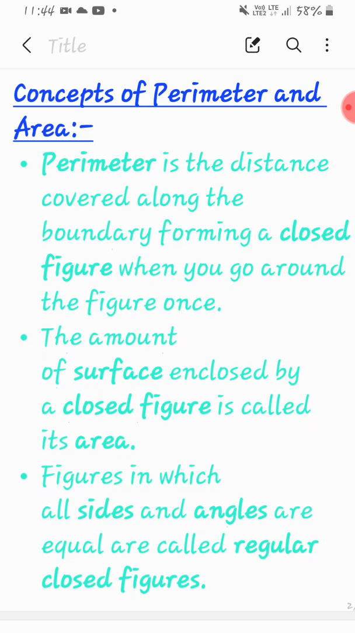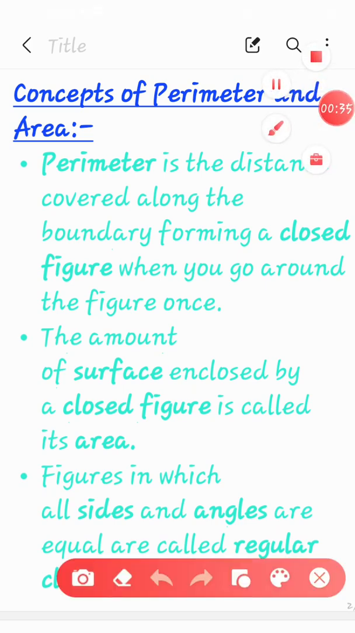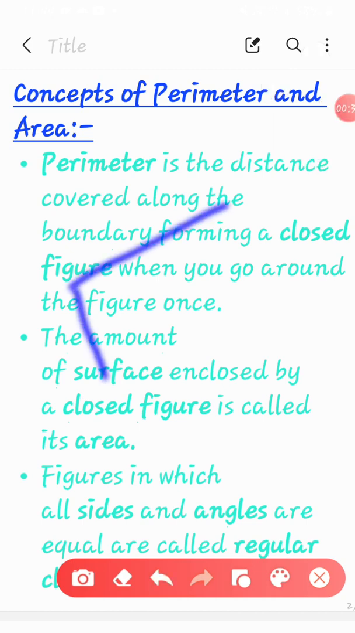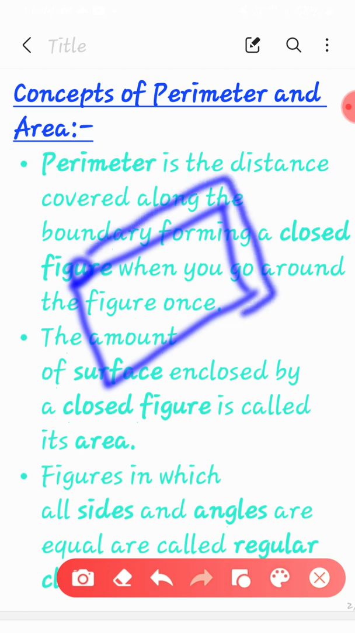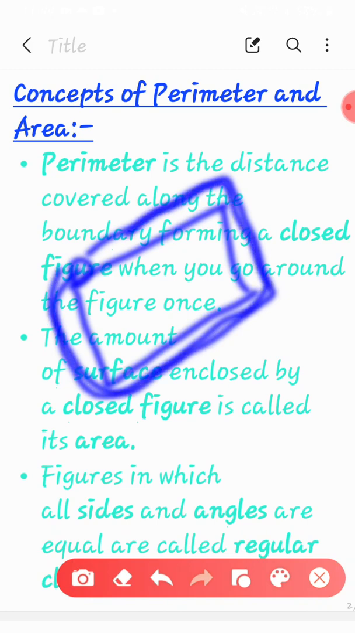So perimeter is the distance covered along the boundary forming a closed figure when you go around the figure once. Any figure it can be square, it can be rectangle, pentagon, hexagon, any figure it can be. Suppose this is a figure and you have started to walk from here. This way you are walking through and again you have come back. But how much distance you have covered, how will you find out?